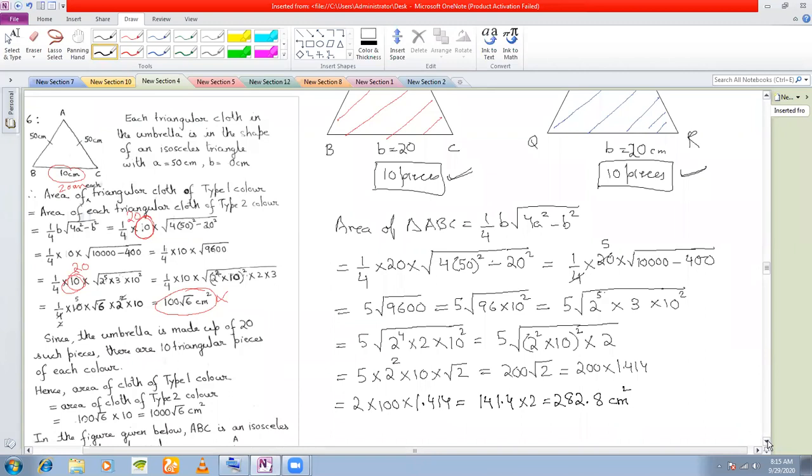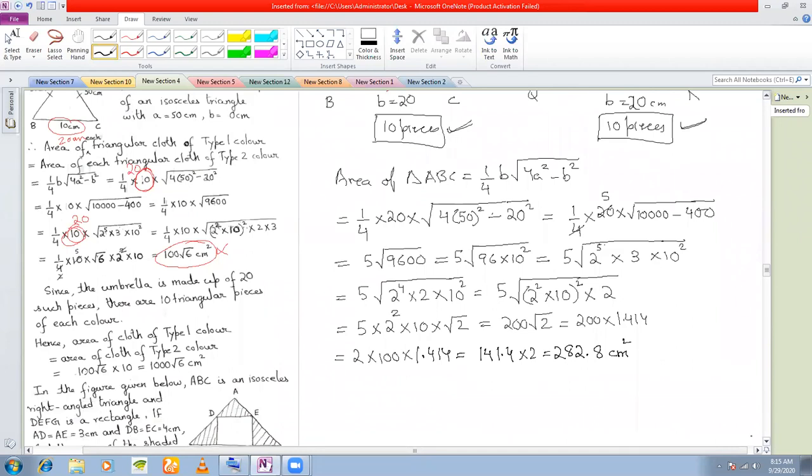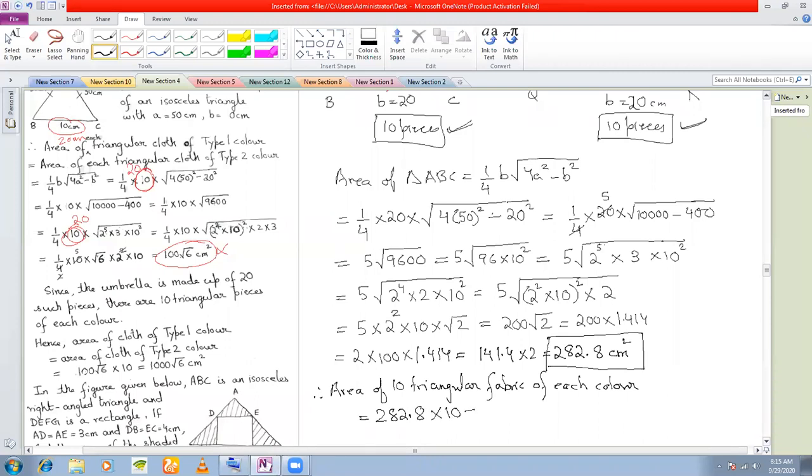each triangular fabric. Okay. How many fabrics are we using here? We are using 10 fabrics, 10 red colored fabrics and 10 blue colored fabrics. So one triangular fabric has area this much. Therefore, area of 10 triangular fabrics of each color, either blue or red color, is 282.8 into 10.